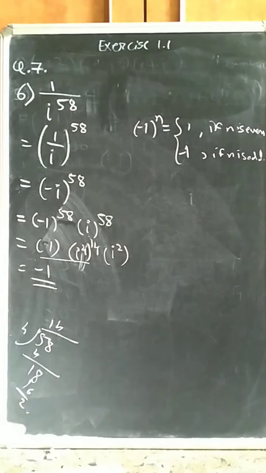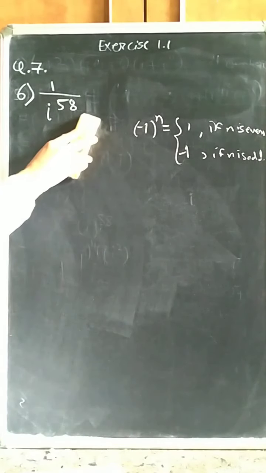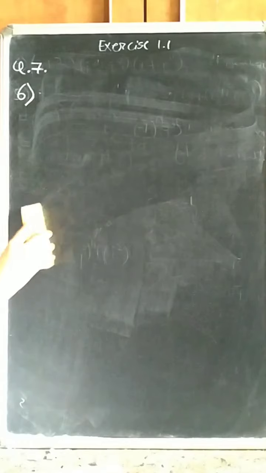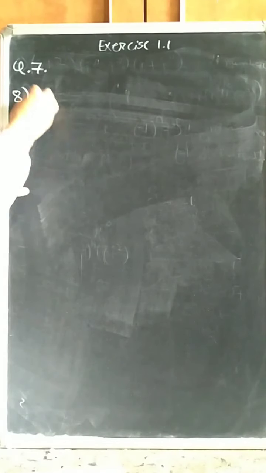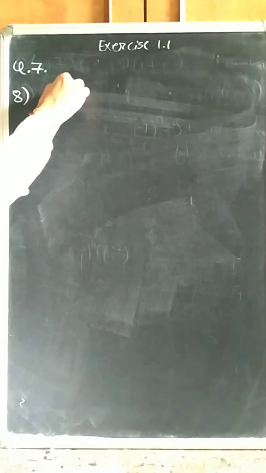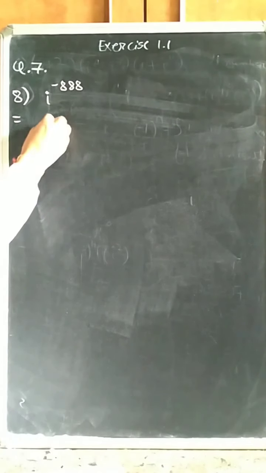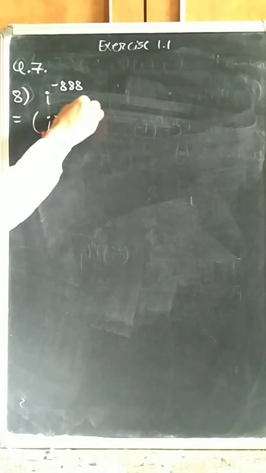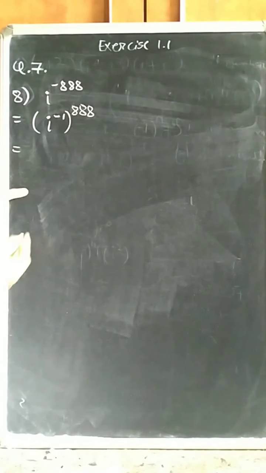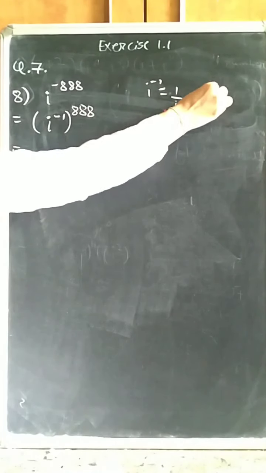Now next one is i raised to minus 888. i raised to minus 888 equals i inverse raised to 888. But we know that i inverse is 1 upon i, and this is equal to minus i.